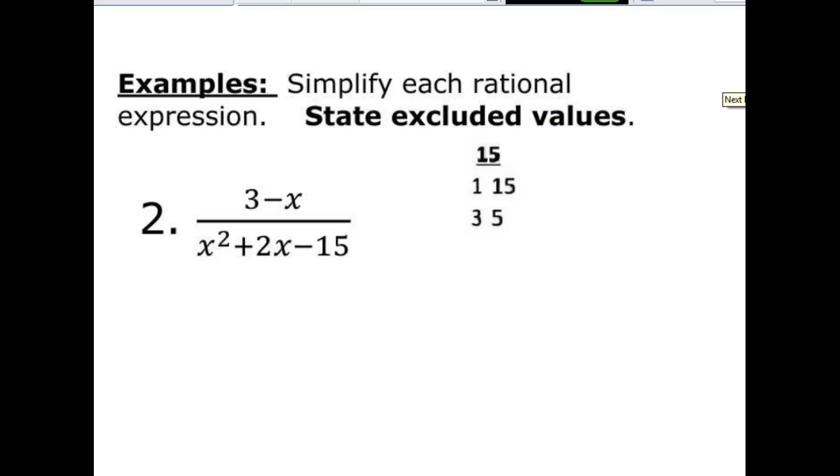So when we get to a problem, we are going to factor first. Does anything factor out of the numerator? No. But the denominator is a trinomial, 1, 2, 3 parts. You multiply the first number times the last number, and you get a negative 15. Any of those add up to get me the 2 right here in the middle?